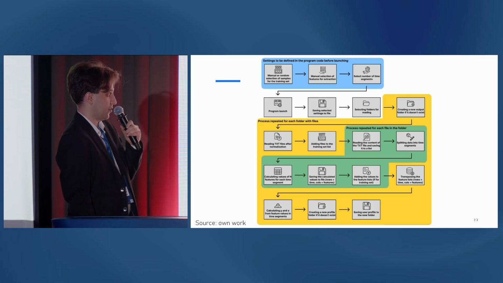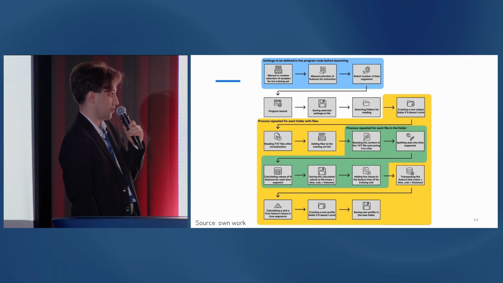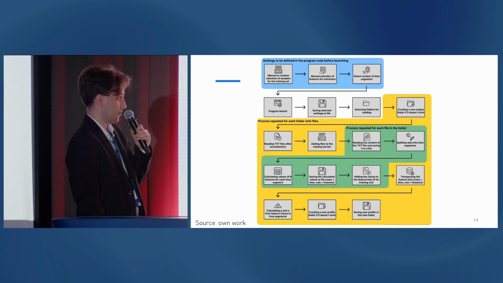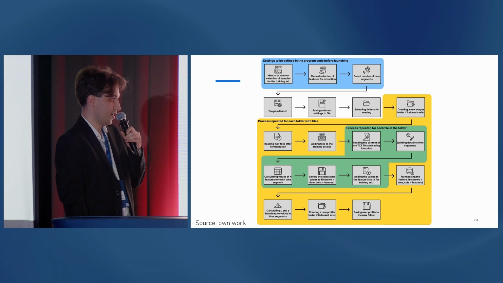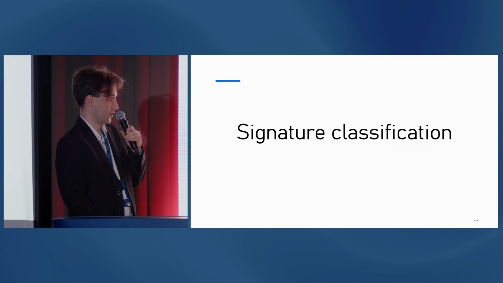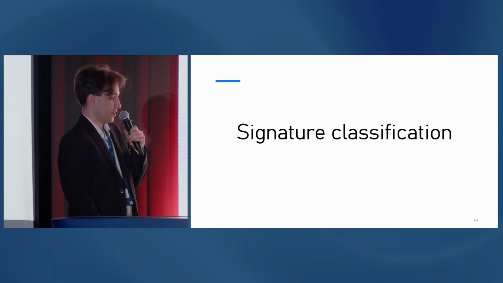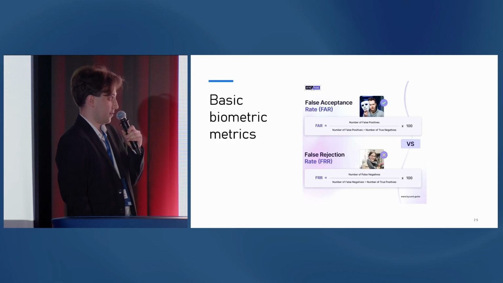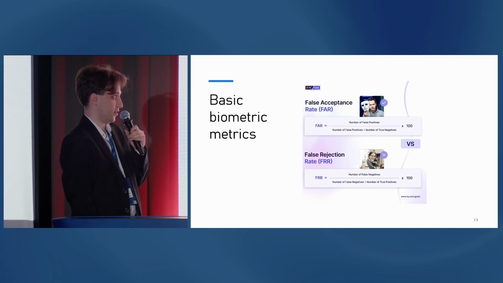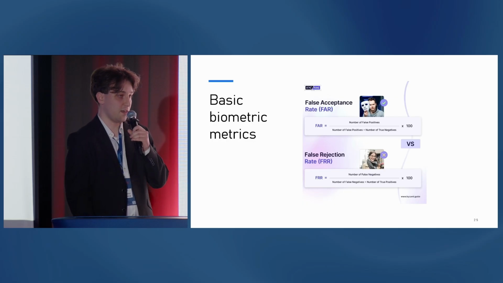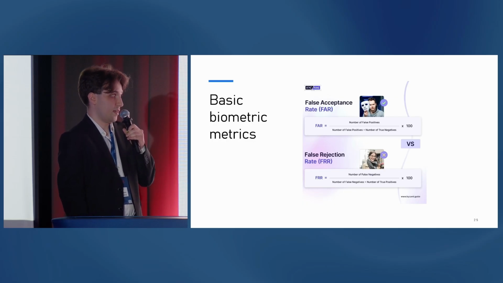Here we have a flowchart, how it looked like. Not getting into details, I've discussed the most important aspects. So signature processing, calculating particular features, and then their means and deviations. And moving on to this last segment, signature classification. I will start from 2 basic biometric metrics. So first, false acceptance rate.